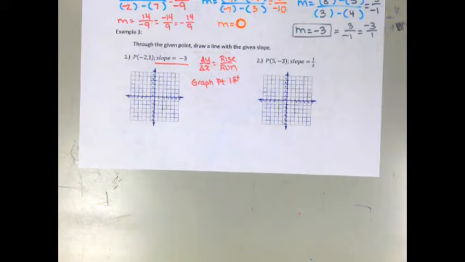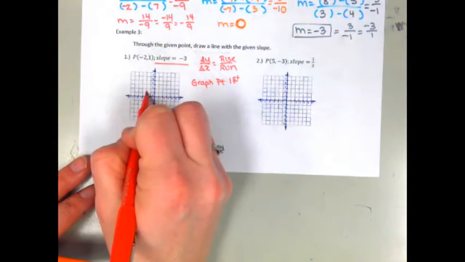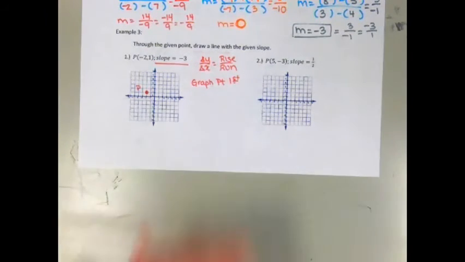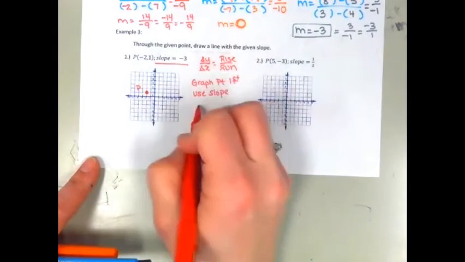How do I graph the point -2, 1? Go ahead. Yeah, I'm going to go left 2 and up 1. So that is point P right there, right? Now, from that, we're going to use our slope. And again, what is my slope?